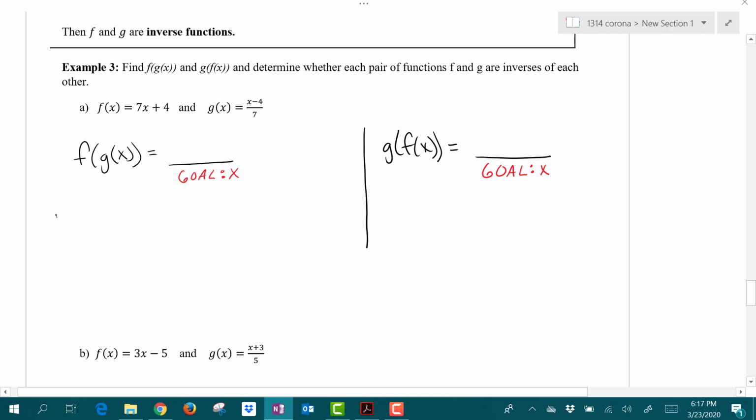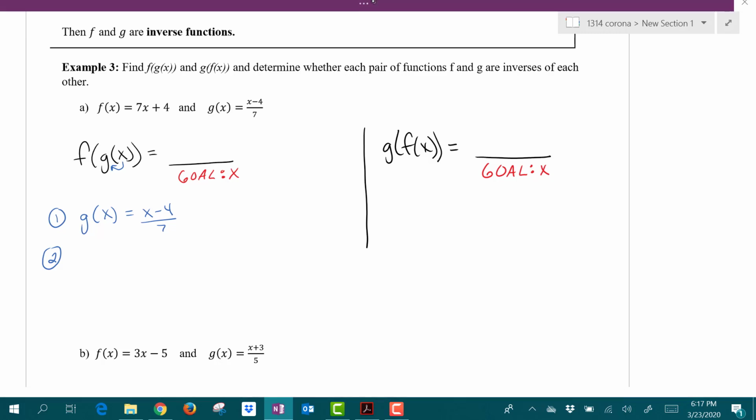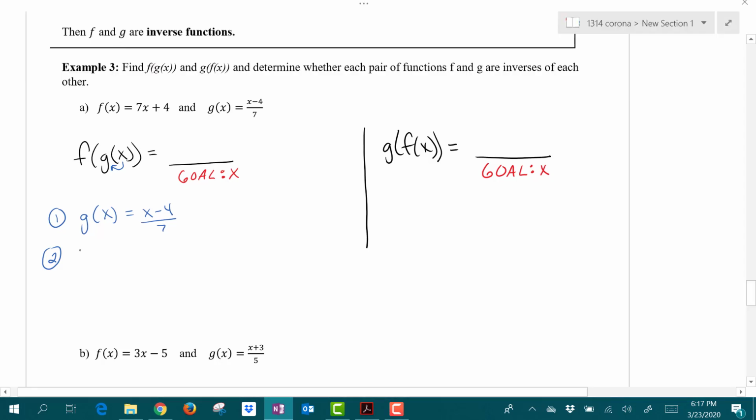Alright, so when we do composition, we said the first thing that we would do is we would put x into g. Well, that seems kind of silly. If I put an x into g, I get x minus 4 divided by 7. So that was kind of the silly non-first step that we talked about with function composition. Okay, well after I put an x into the inside function g, I get out x minus 4 divided by 7 as a result. Then I'm going to take that and I'm going to put that into the outer function f.